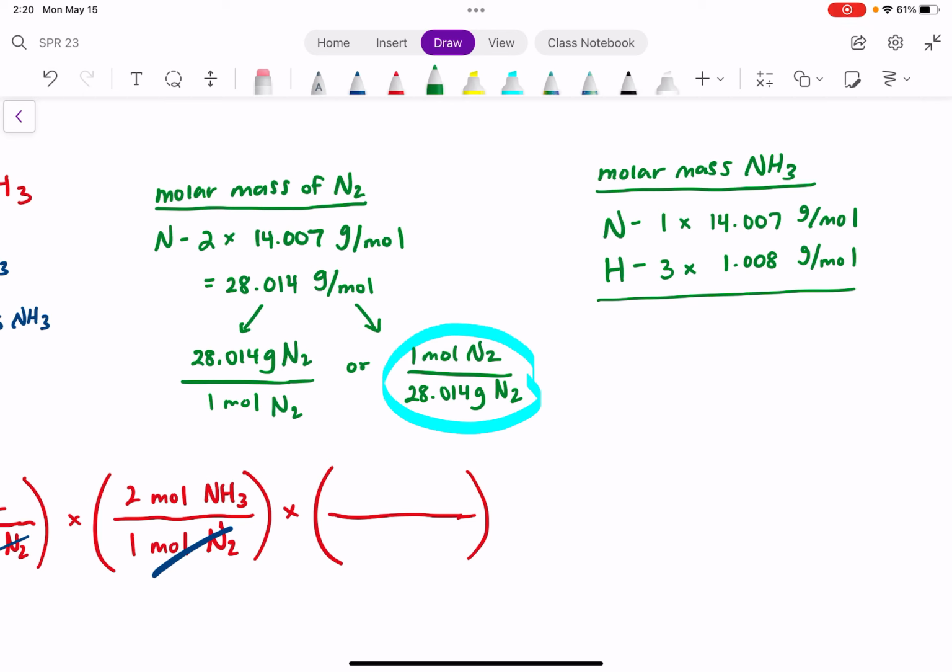If you do this all in one step, you're going to need to put parentheses around this part here, the 3 times 1.008. Otherwise, your calculator is going to get confused and give you the wrong answer. Okay, so I got 17.031 grams per mole.